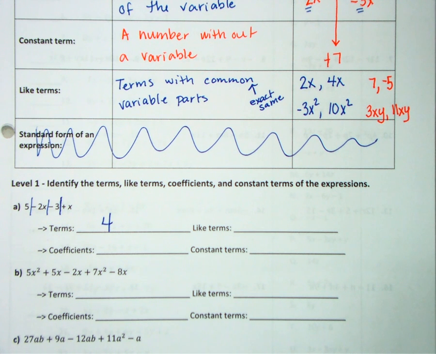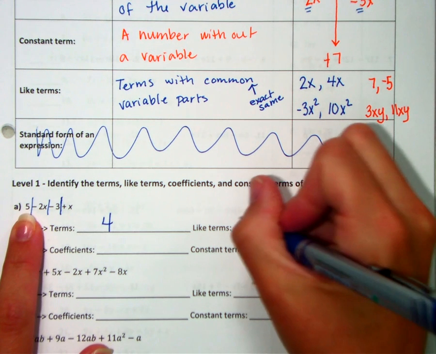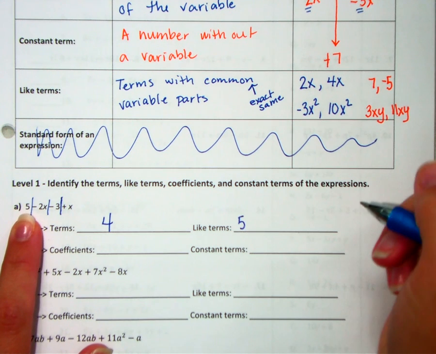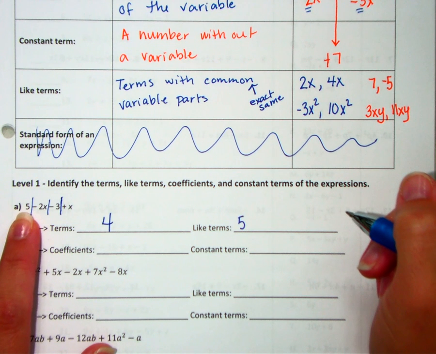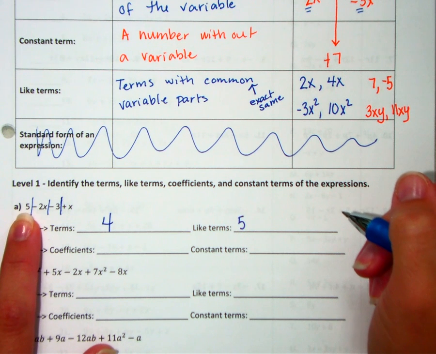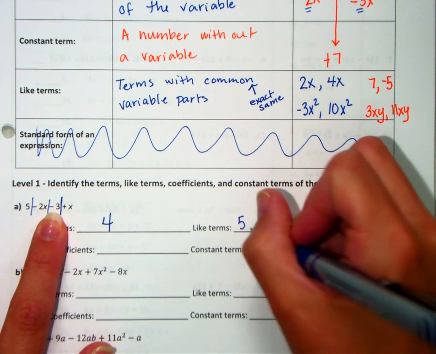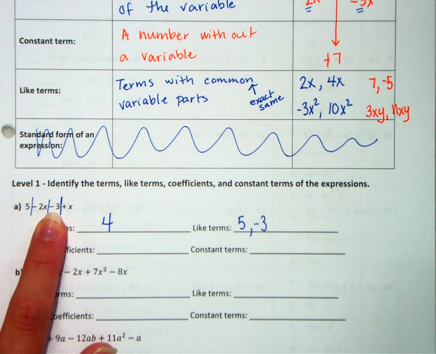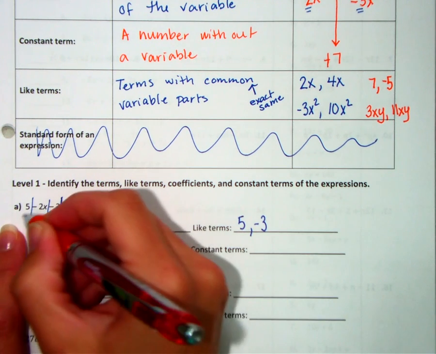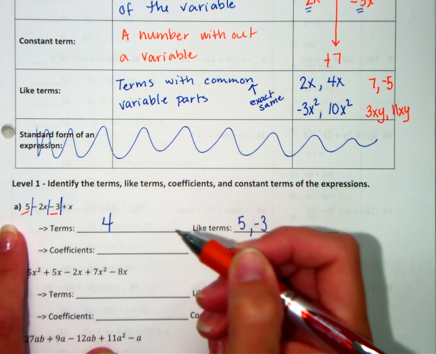So let's write those out. Pick one to start with. I don't care that we do anything about an order yet. The first number I see is 5. What would be a like term with 5? Since 5 has no x on it, give me another number that doesn't have x. There we go. So these two were like terms. Now what else do you have?